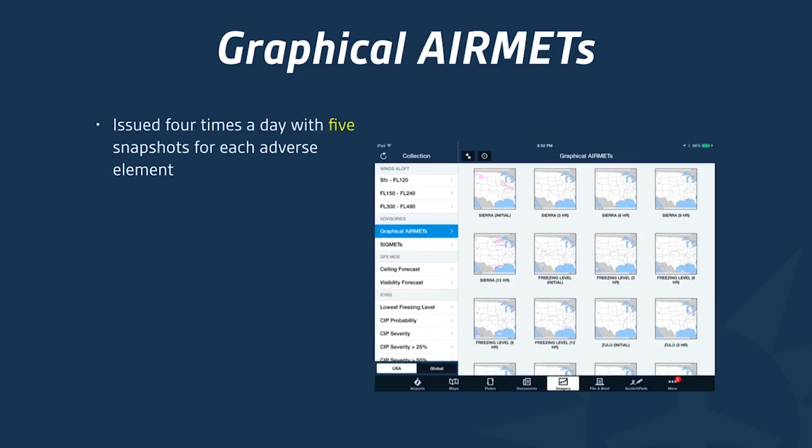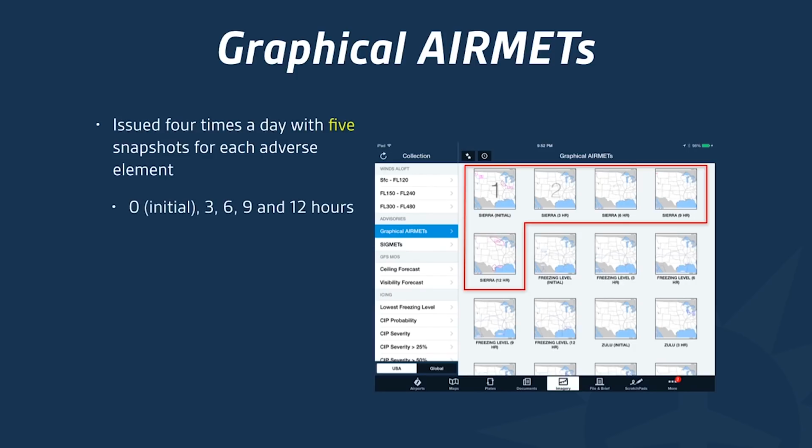Now, Graphical AIRMETs, just like AIRMETs, are issued 4 times a day, again, by the same forecasters, with 5 snapshots for each adverse weather element. So I'm showing a depiction here in ForeFlight in the weather imagery under the Graphical AIRMET collection. You see I've got highlighted here the 5 snapshots for the AIRMET Sierra, which includes mountain obscuration as well as IFR conditions. And that consists of a 0 or initial forecast, a 3, a 6, a 9, and 12-hour forecast.